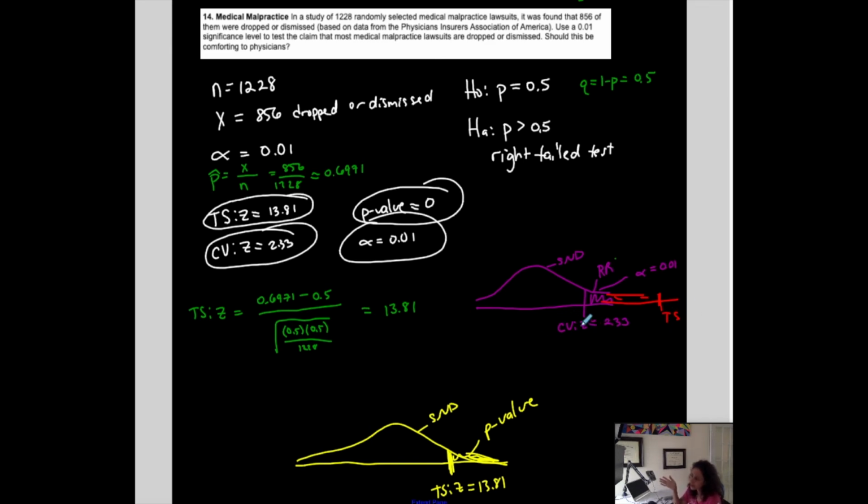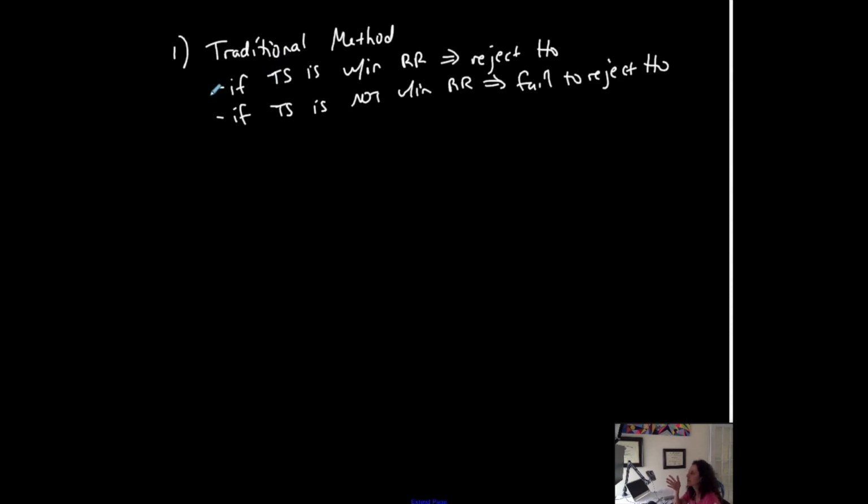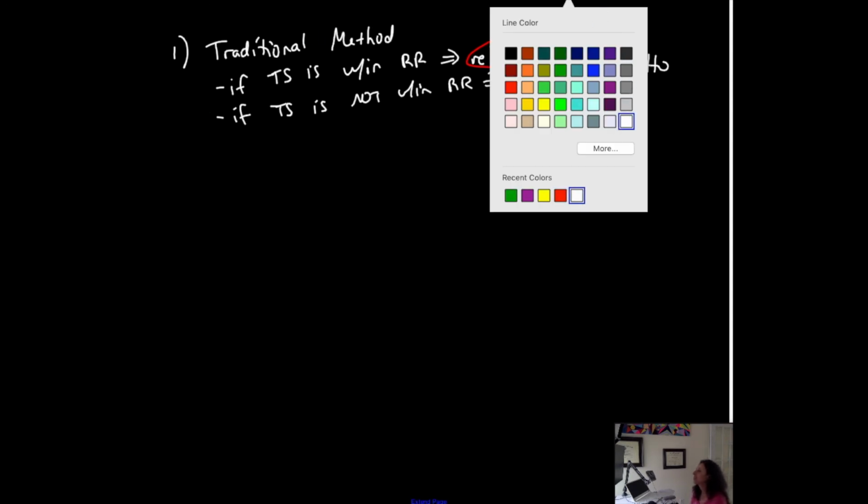It's to the right of the critical value because it's a right tail test, and that's the location of the rejection region. So the test statistic is in that region, and therefore we reject the null. So our conclusion for this particular scenario is to reject the null hypothesis using the traditional method.